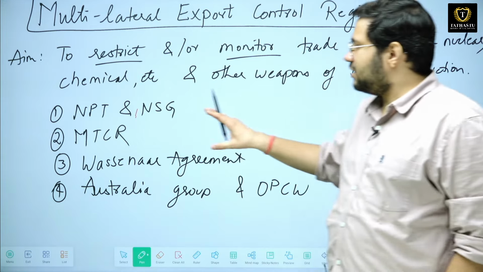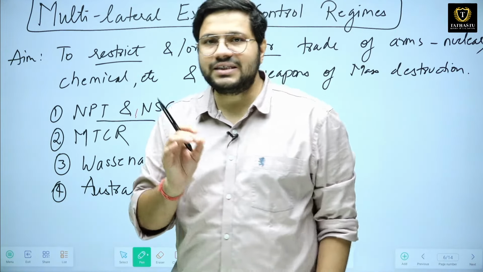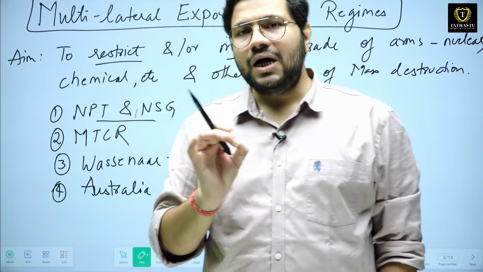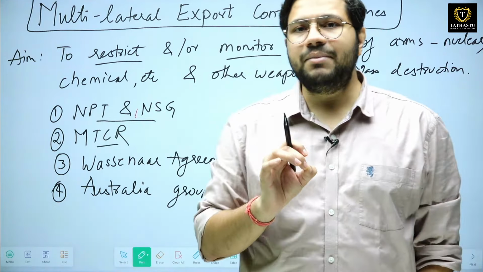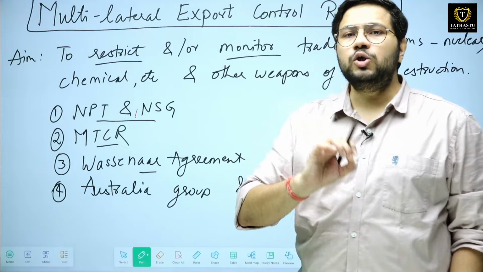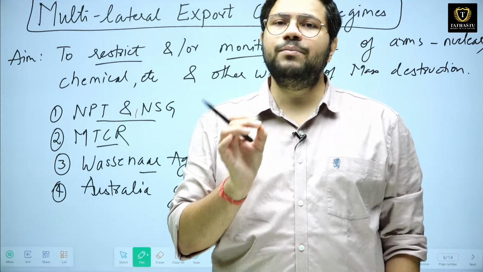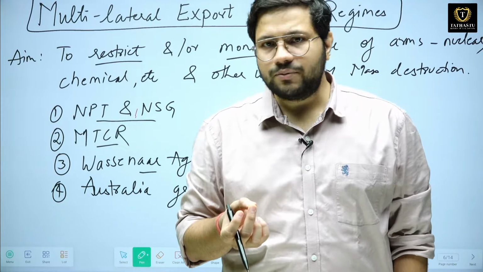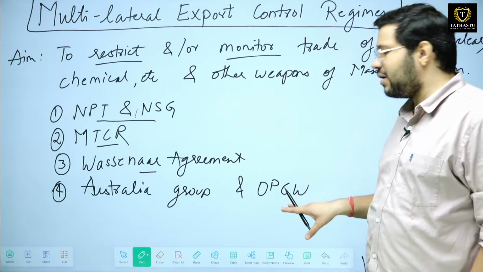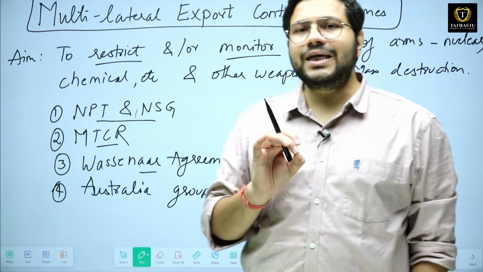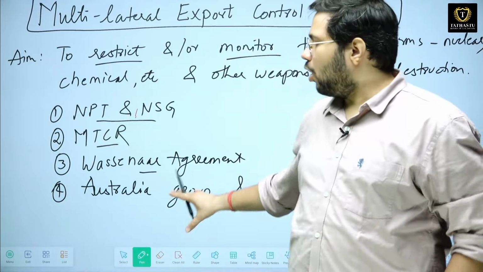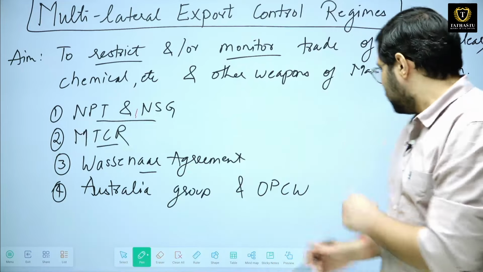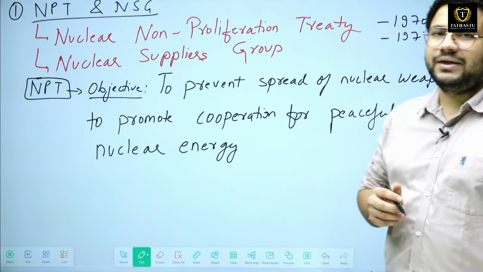The first, NPT and NSG, basically targets nuclear capable arms and technology. Second, MTCR aims at missile technology transfers. Third, Wassenaar is for dual use goods, any good which can also be used in some other possible way. Fourth, the Australia Group and OPCW are with respect to chemical and biological weapons. So let us understand all these one by one. First we are going to look at NPT and NSG.